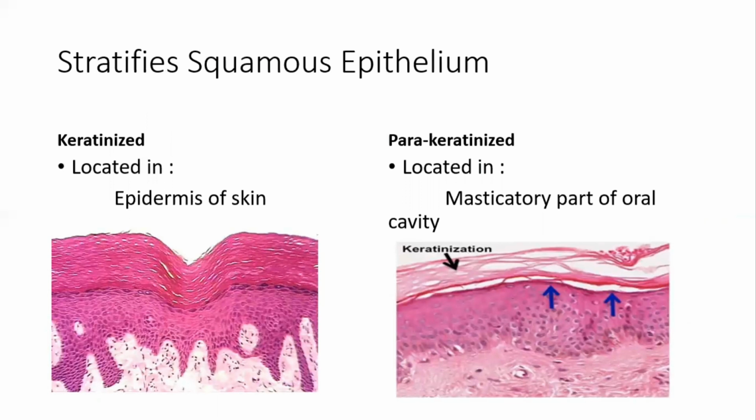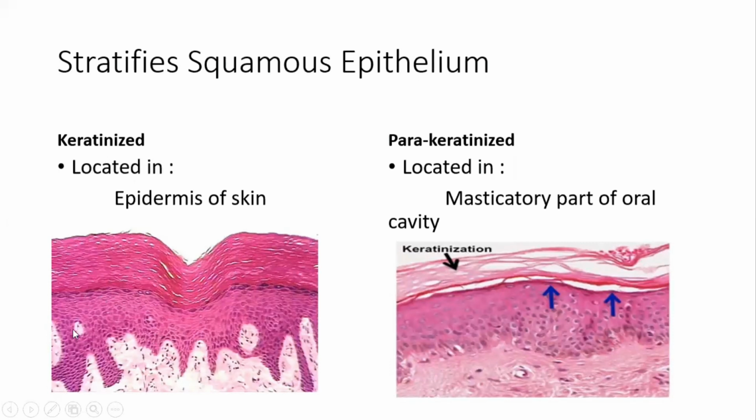Go to stratified squamous. As I mentioned before, stratified means multi-layers, more than one. And squamous means flattened. And epithelium. So this has three main divisions: stratified squamous keratinized, parakeratinized, or non-keratinized. So let's first start with the keratinized.